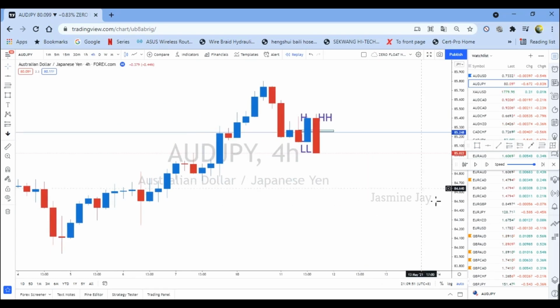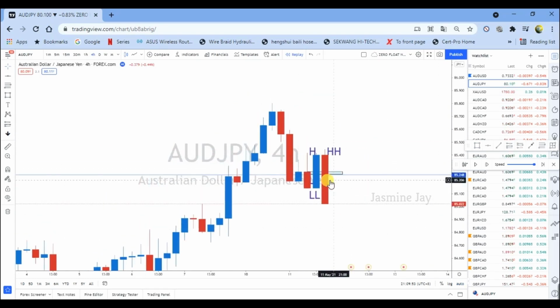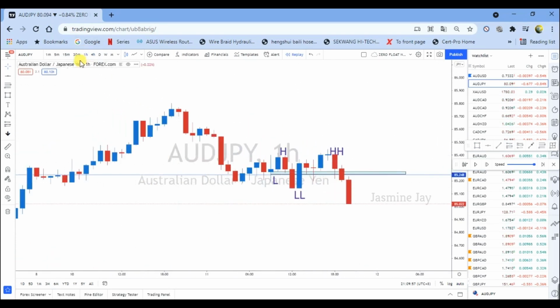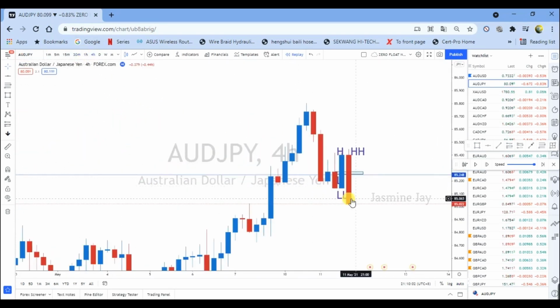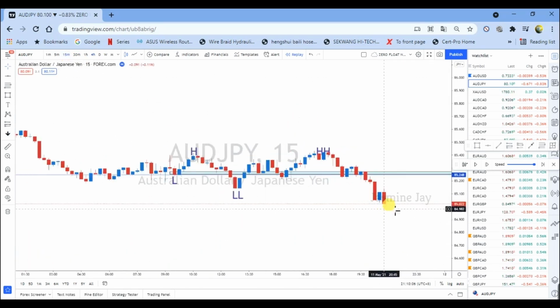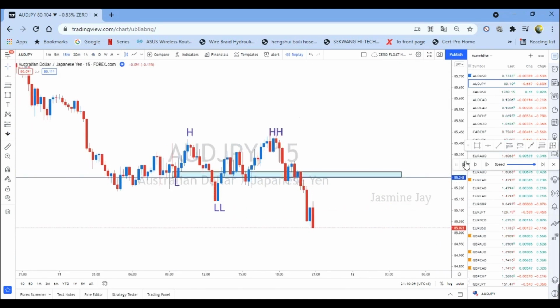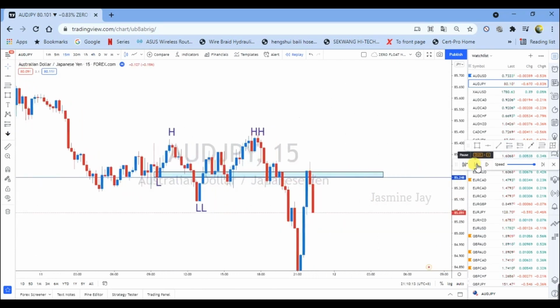There we go. On the H4, I can see that there is a bearish engulfing. Okay, why do I go to the H4? If we look at the H1, I can't see anything. M30, I can't see anything. But at the H4, I can see that there is a bearish engulfing as our confirmation. So I'll change back to our M15 and let's just wait for the price to react to this area.